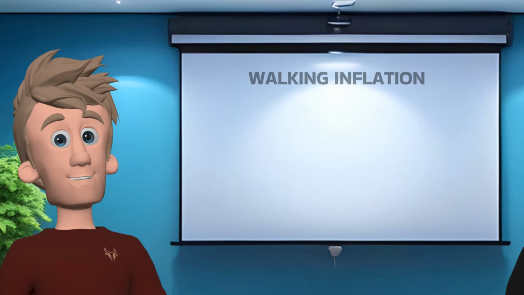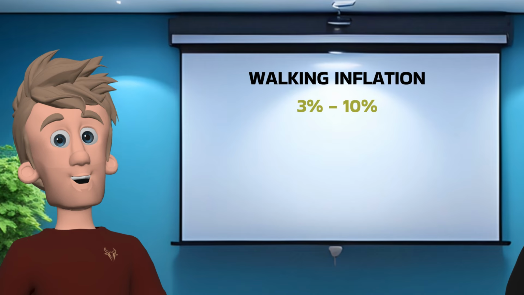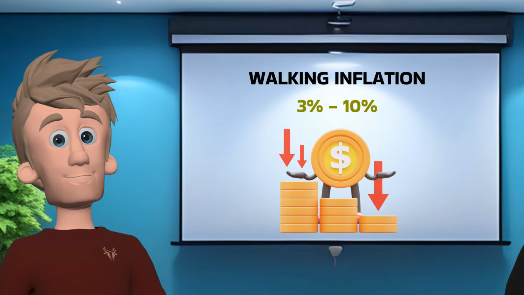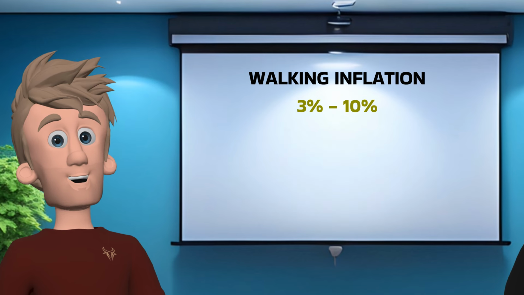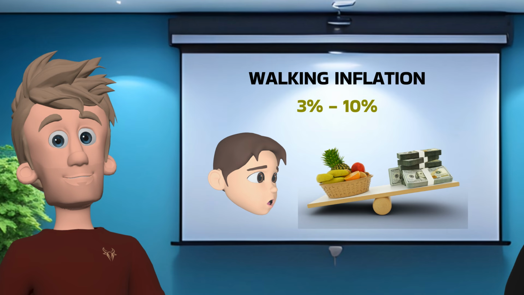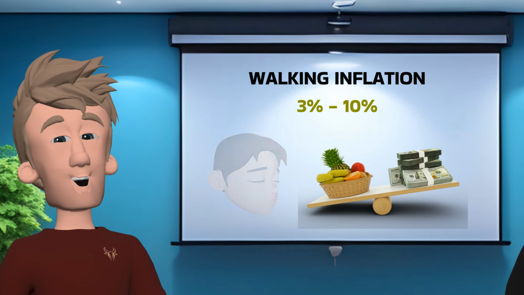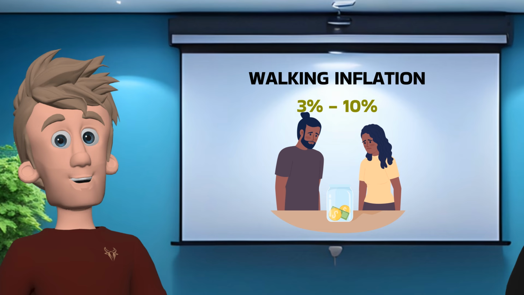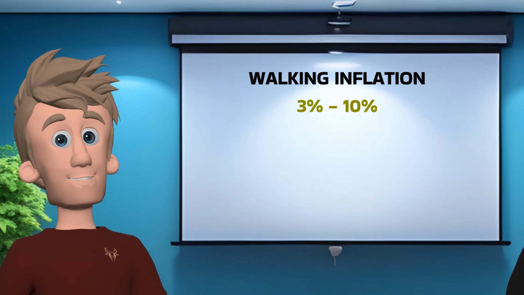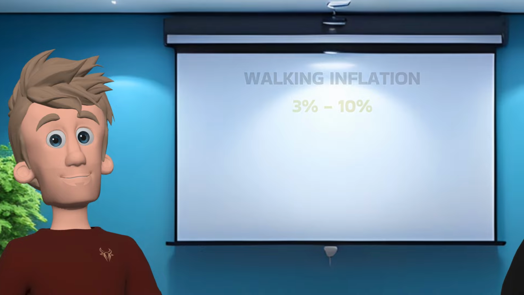The second is walking inflation, with a rate of 3% to 10%. This level of inflation can already be problematic for the economy as it begins to affect the purchasing power of the population and market stability. People start noticing that prices are rising faster, which may lead to concerns and changes in consumer behavior. Companies may raise prices to offset rising costs, further driving inflation.